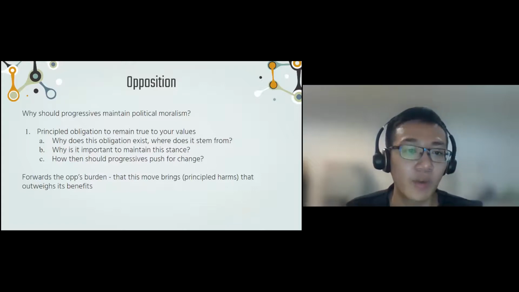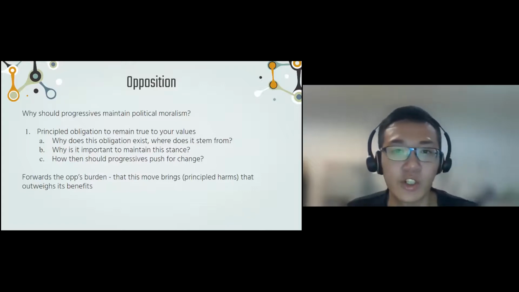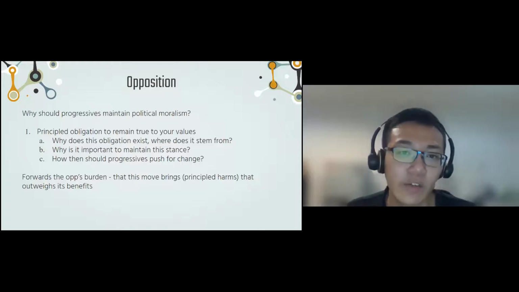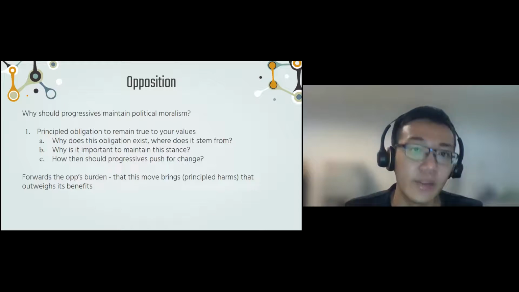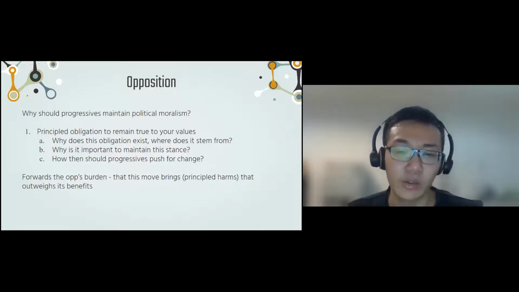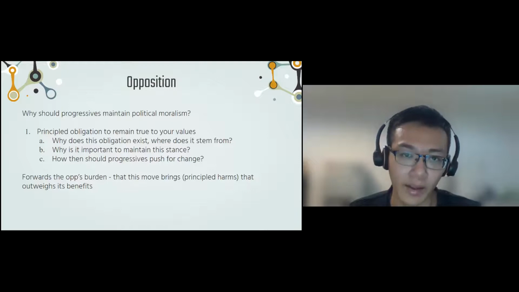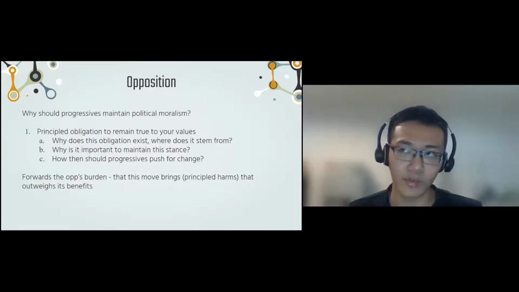Last thing then, just in terms of comparing how progressives should push for change in terms of assessing efficacy, even if you have to trade off the time frame or the rate of change, you can see that this forwards the burden to suggest that this move brings a harm with regards to the renegation of your obligation.